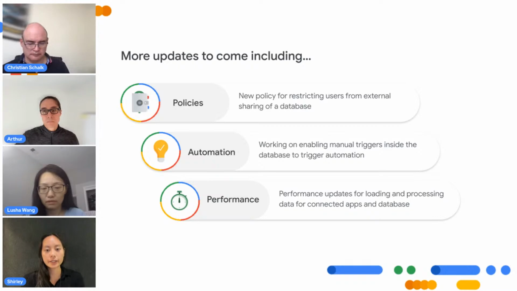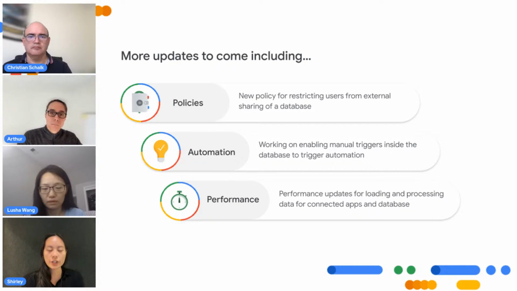And then finally, I wanted to also share a little bit about what's coming up and what the team is currently focusing on. The first item is around policies. We're currently building a new policy to restrict users from sharing a database externally. I know a lot of enterprise users and admins have been asking about this, and this is really to help govern your data and to be on par with the external app sharing policy that exists. We'll be sharing when that is ready for use as well.